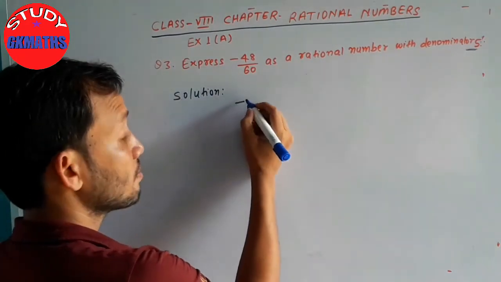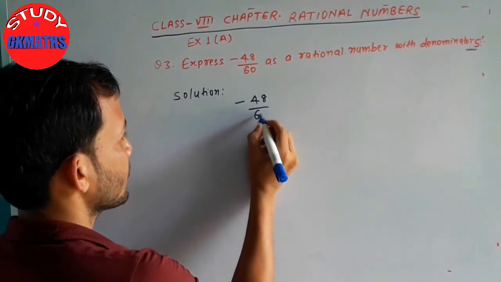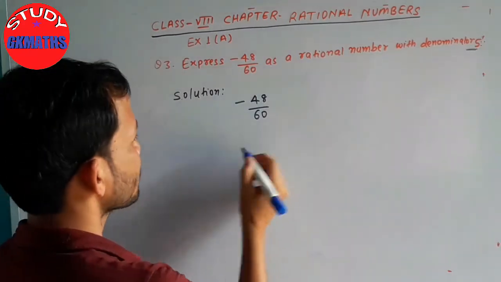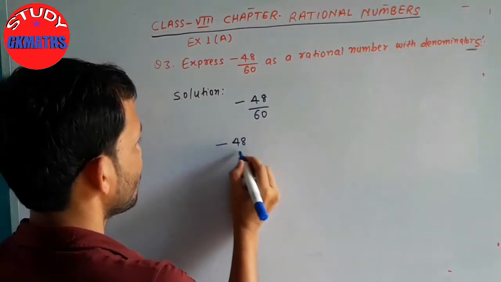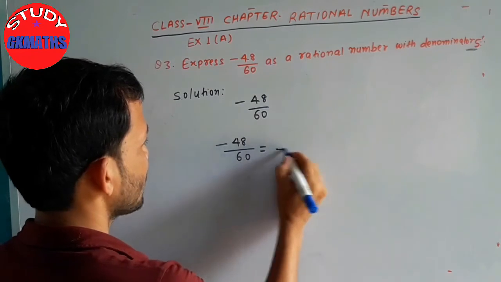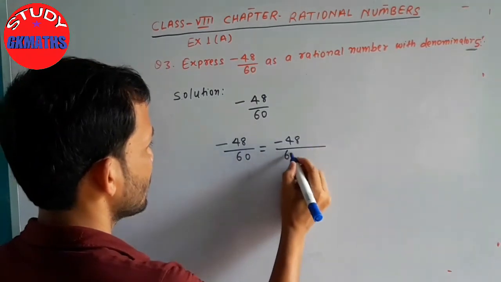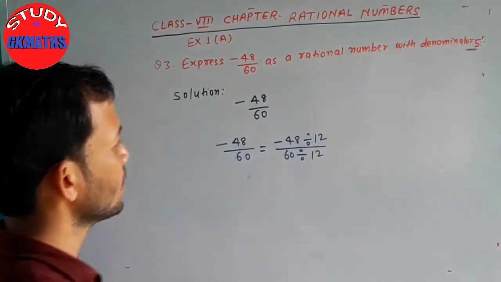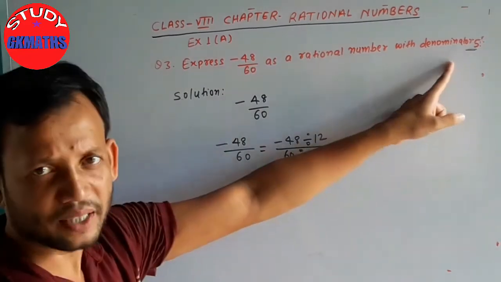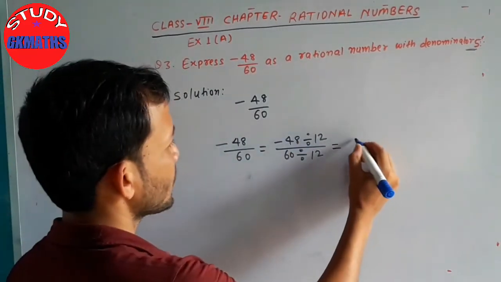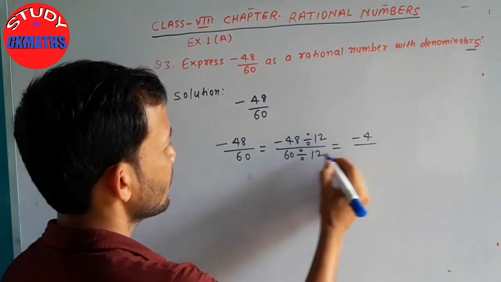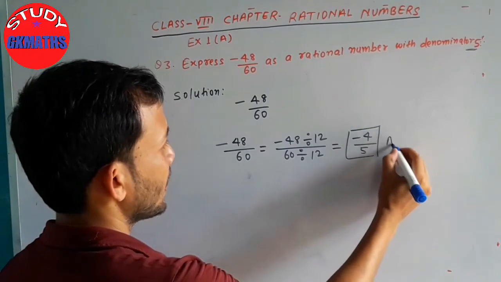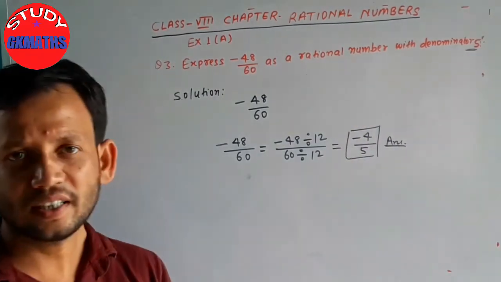Minus 48 by 60. What number should it be divided by? Minus 48 upon 60, divide by 12 and 12. Your table is 12 fives are 60, the denominator 5. The result is 12 fours are 48, so minus 48 upon 60 becomes minus 4 by 5. Answer. I will take the next question.